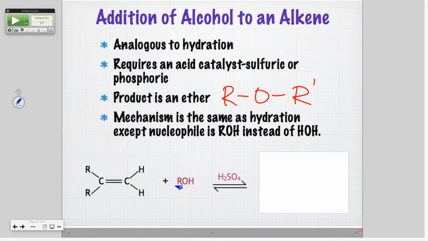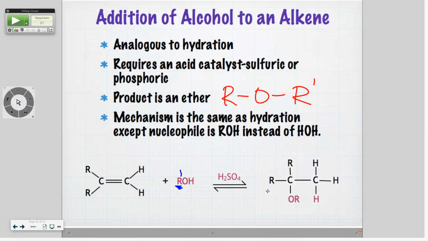And you could even make this R prime so that it looks like a different R. It doesn't have to be the same. Someone will come up with that later, they'll go, wait, why was it the same? So instead of the OH, you're going to have OR.